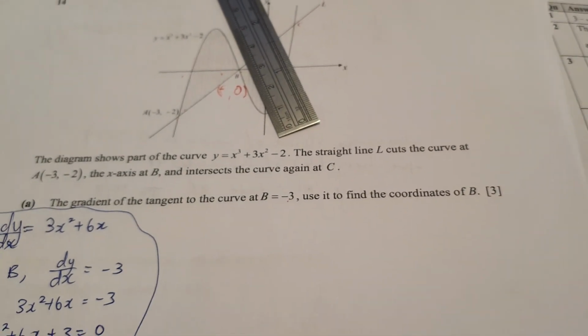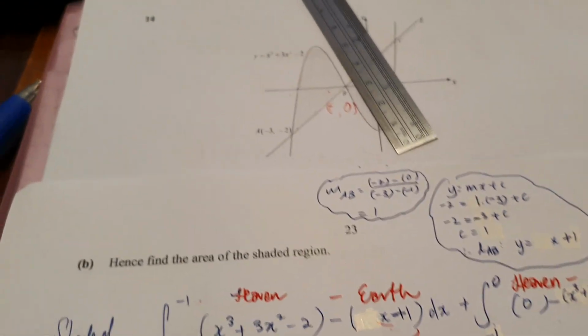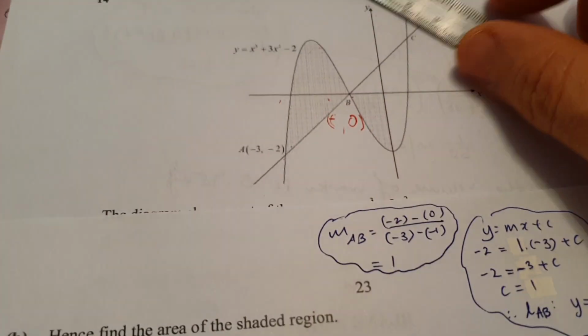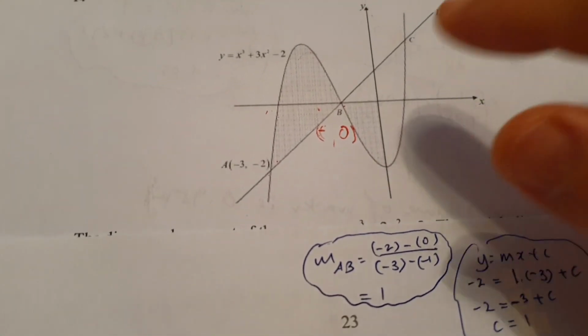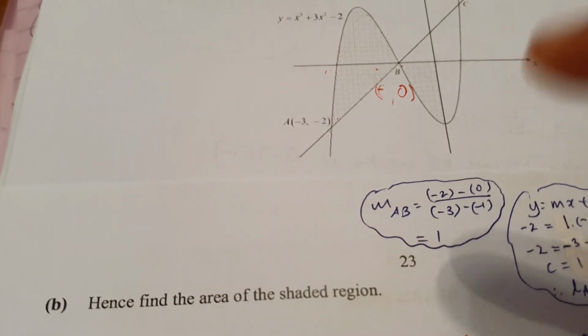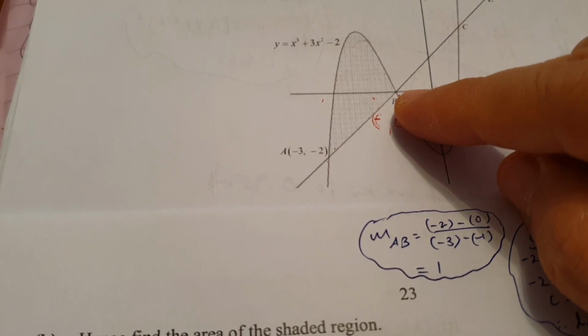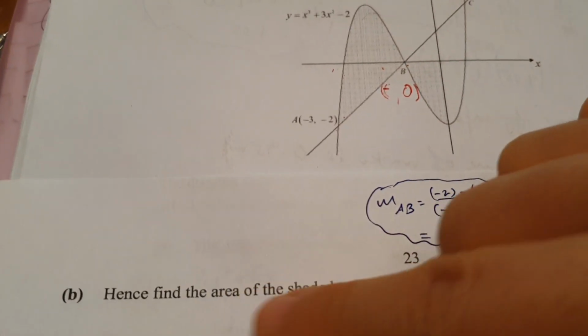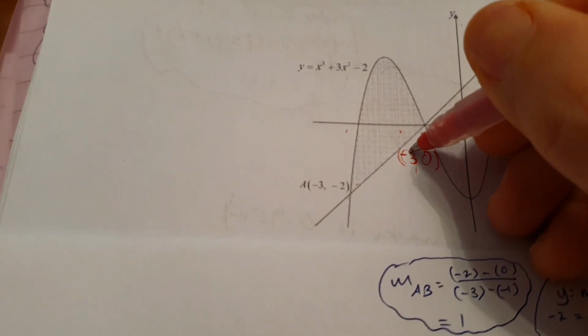Now part 2 is the main focus of my video. They want you to find the area of the shaded region. So nothing to do with tangent and normal already. I already know this point, and they say hence. They're actually trying to tell you, hey, we asked you to find this point so that you can solve this part of the question. So how do I use this point to solve this part?